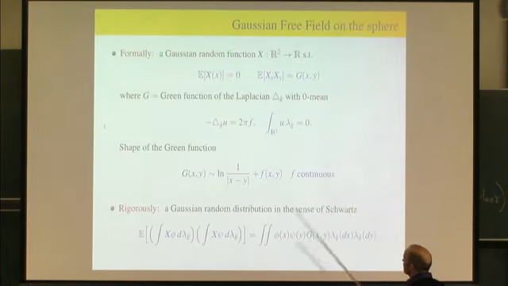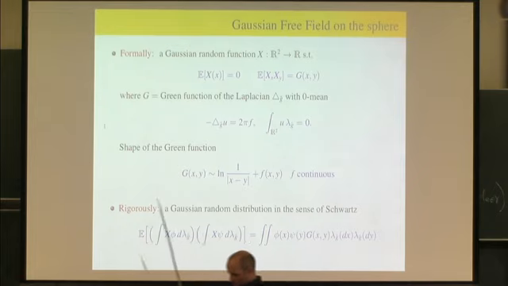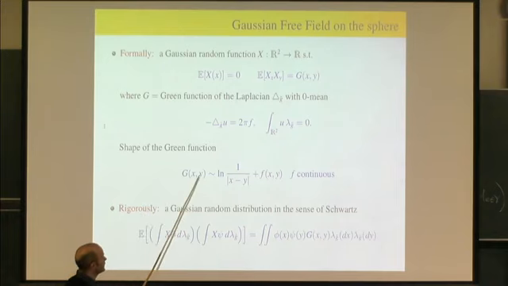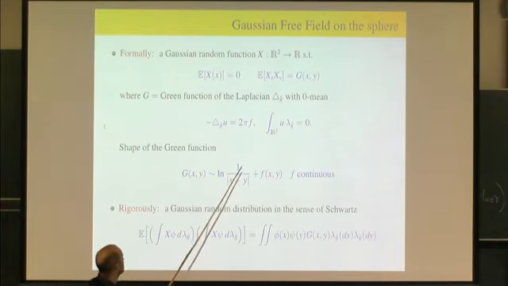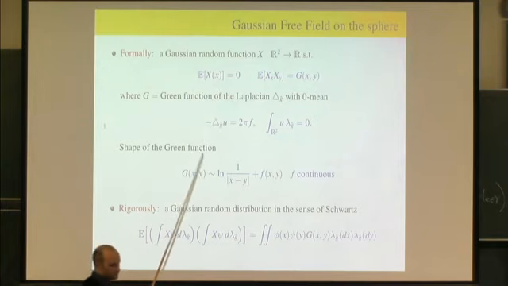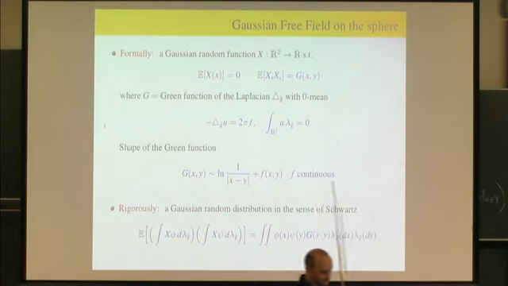So how does it work? First, a word about the Gaussian free field. Formally, you want to construct a random function. This random function will be your big X, and you want it to be centered.